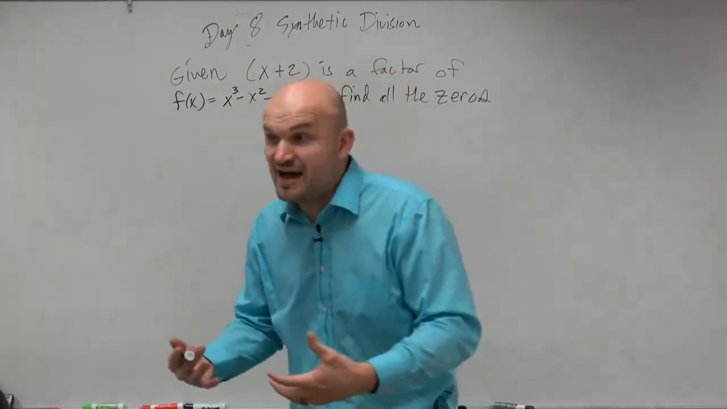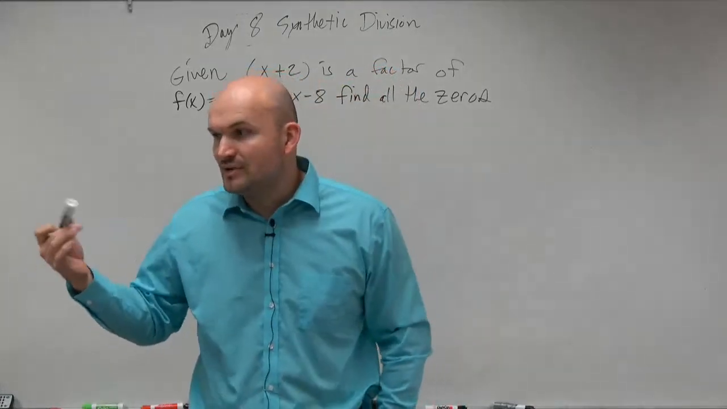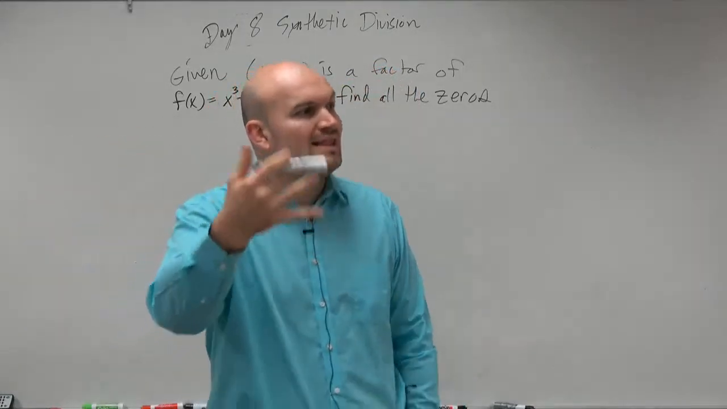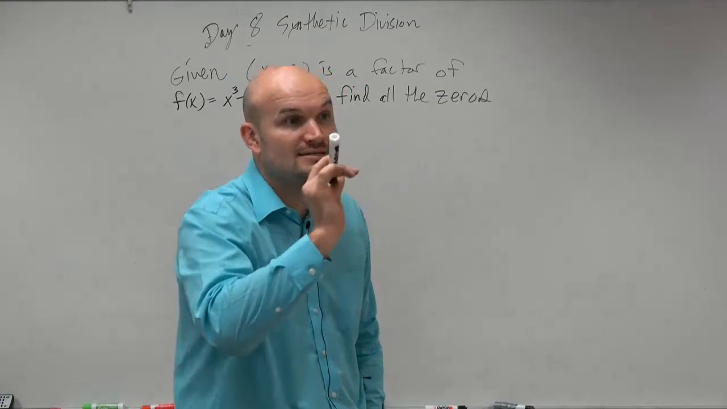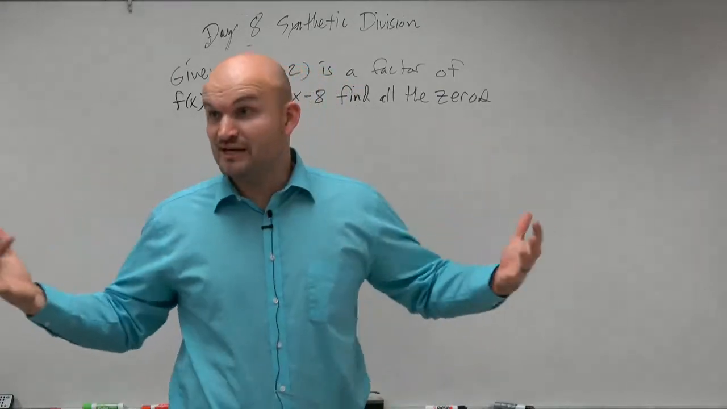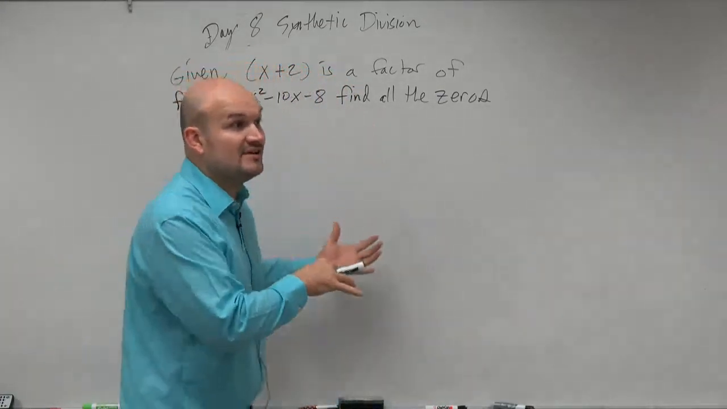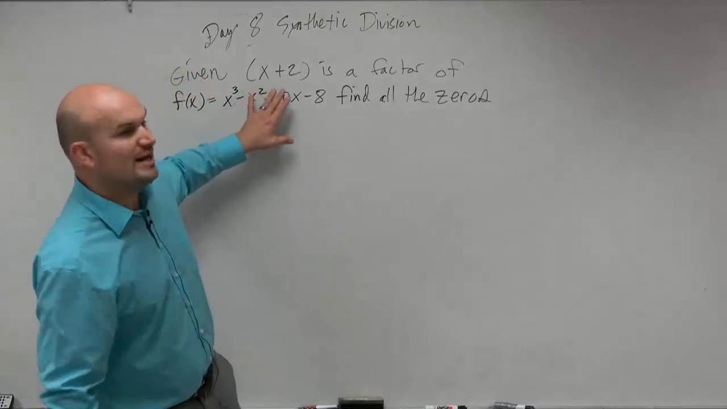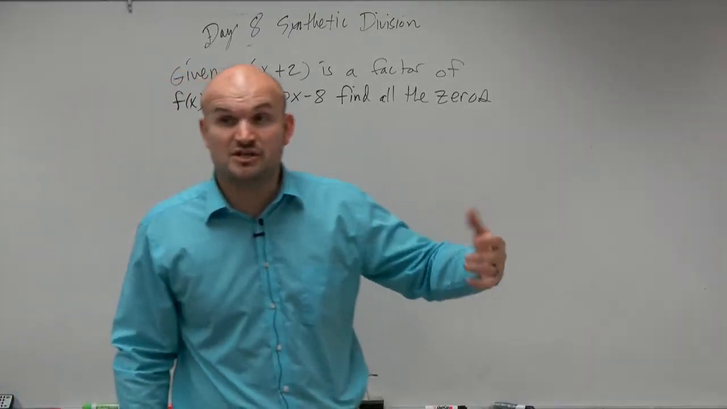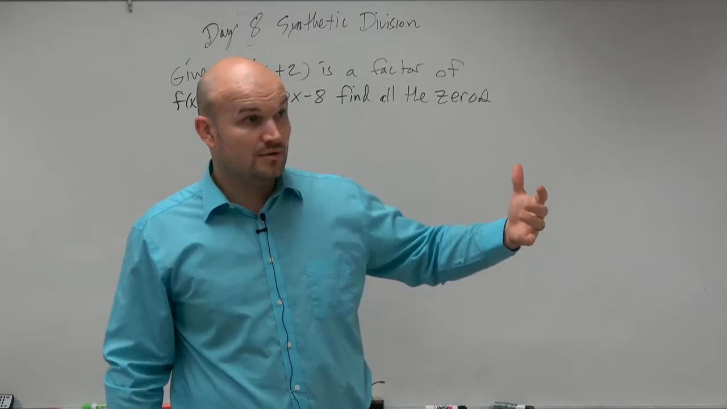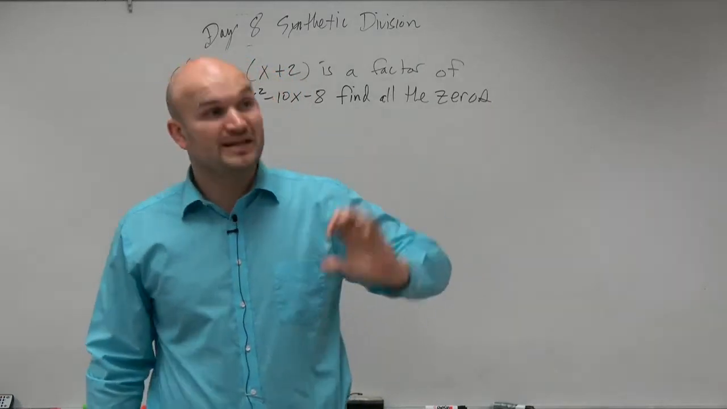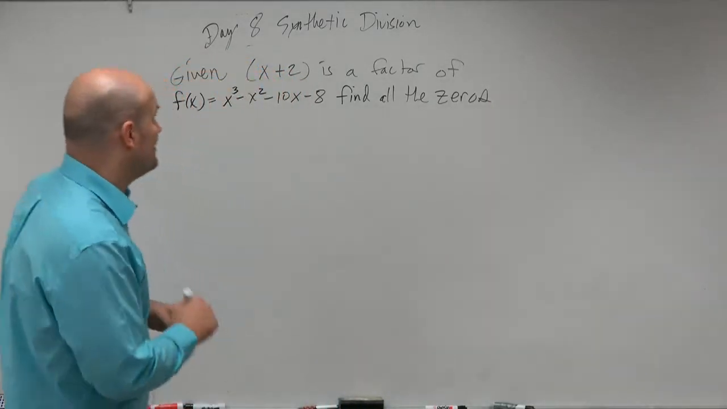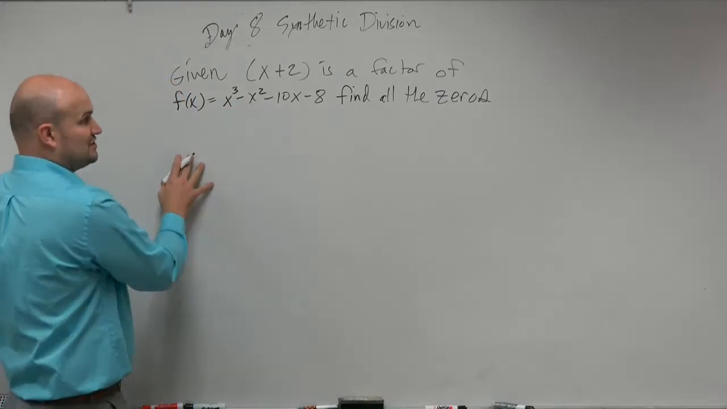So since we know it's a factor, what do we now know about this problem? We know that the remainder is 0, right? If we do synthetic division, and we can do any kind of division here, but if we get a remainder other than 0, we know either the problem's wrong or we did something wrong, right? So let's go ahead and check with synthetic division first.